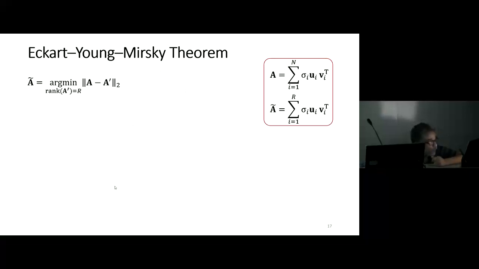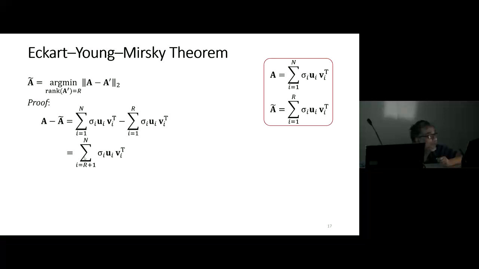Now, I will prove this for the L2 norm. You can also take the Frobenius norm here, and this would give you the same result. Okay, but we will use the L2 norm in our proof. So, the Eckart-Young-Mirsky theorem for the L2 norm. Okay, so this is A minus A tilde, summation i equals 1 through n of this minus summation i equals 1 through r. And if I take the difference, I get i equals r plus 1 through n of sigma i u i v i transpose.